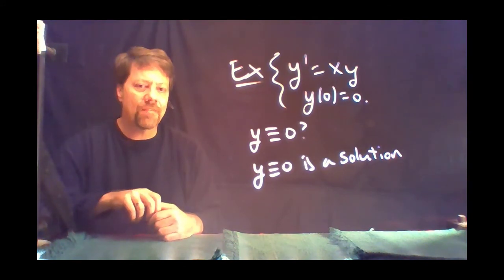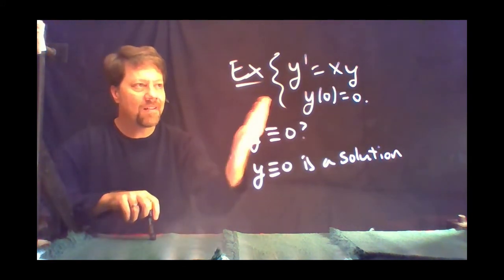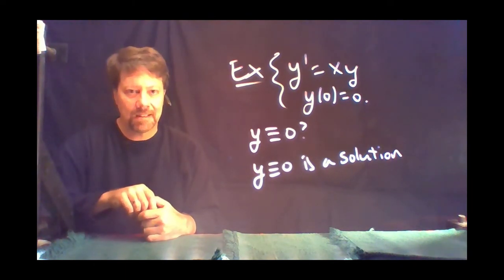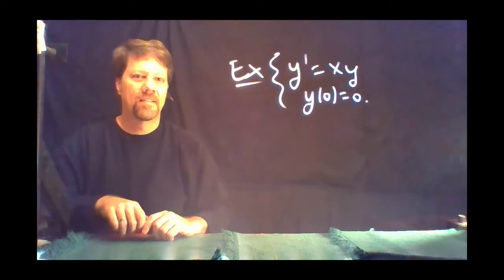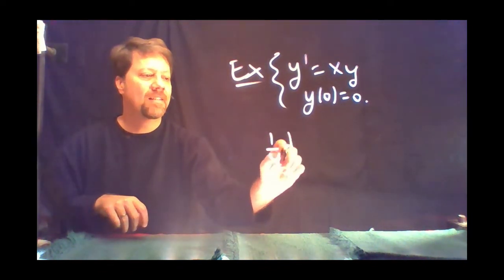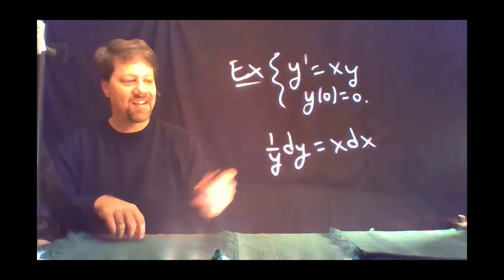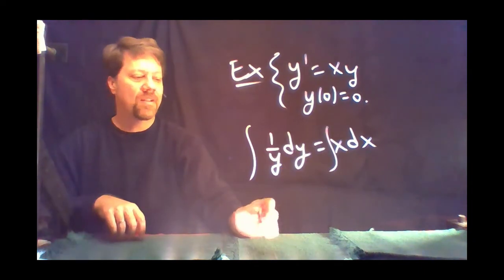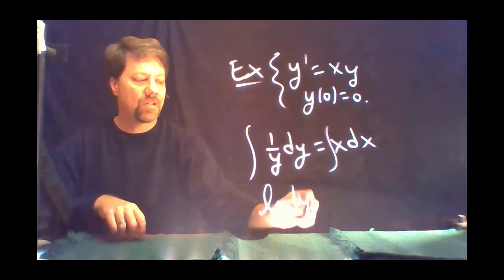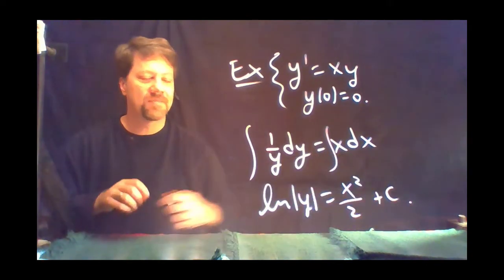Let's go back and solve this, though, in a more straightforward manner. This differential equation is clearly separable, so we can separate the variables and integrate. We can separate the variables as 1 over y dy equals x dx, and then integrate. You can see that we get natural log absolute value of y equals x squared over 2 plus a constant.